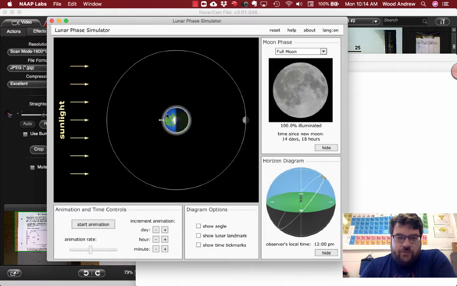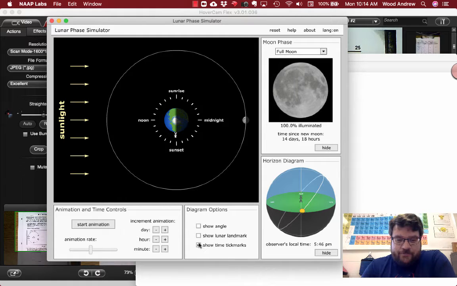So that would make it, if you turn on time, noon, right? And then as the Earth rotates, at this point, the sun is setting. If you look over here on what we call the horizon diagram, you can see that the sun is setting, and we would call that sunset. We turn on the time again, and it could go to midnight, then sunrise as the Earth rotates.